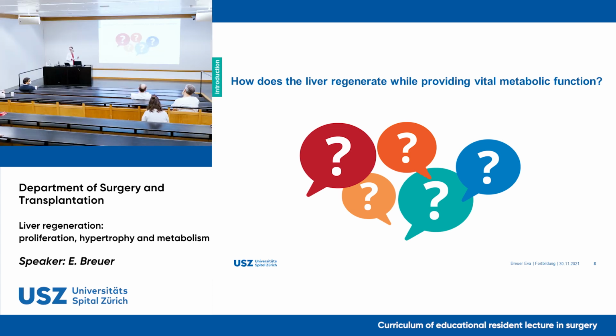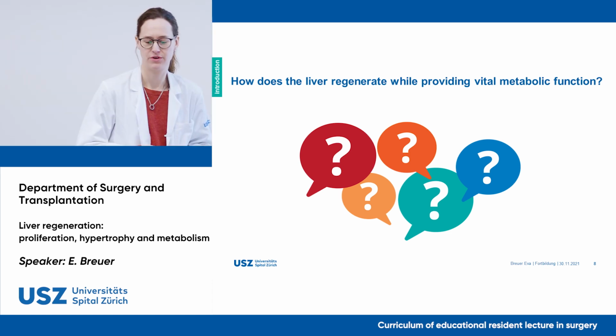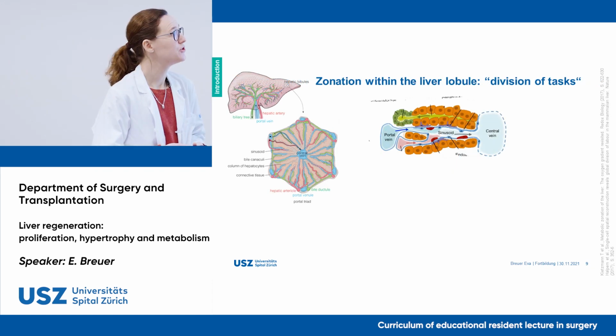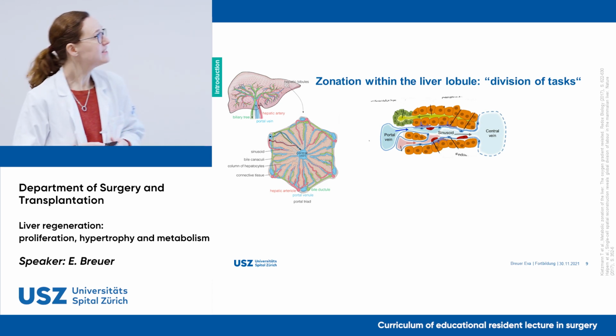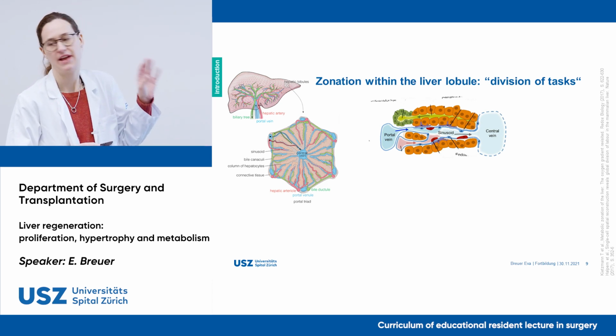So we know we can take away the tissue and it will regrow and it will grow back. But at the same time, the body needs the function of the liver. And how does the liver do that? To get a better insight, we have to take a look at the anatomy of the liver.